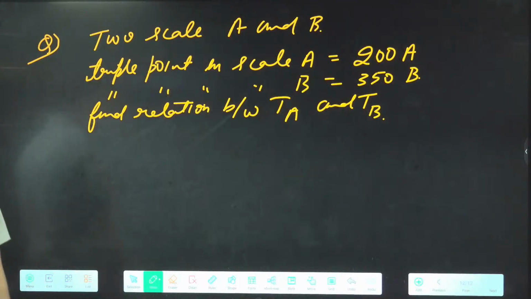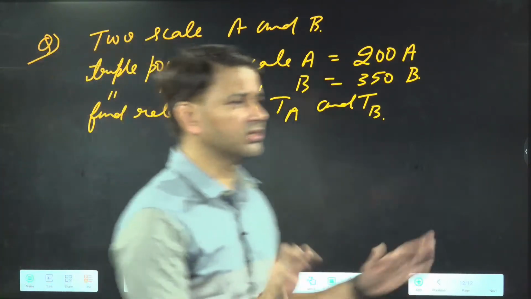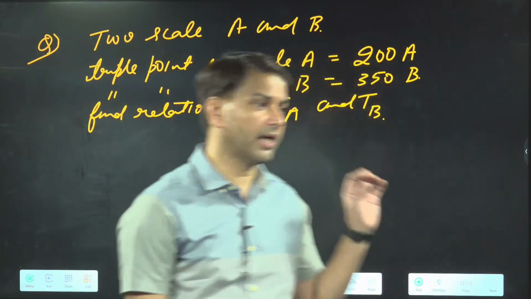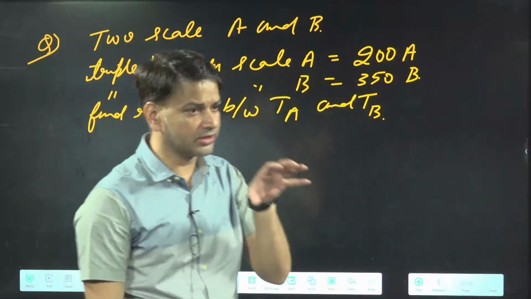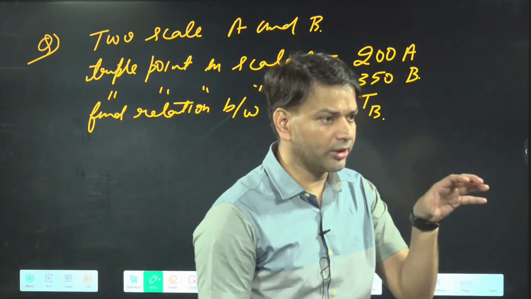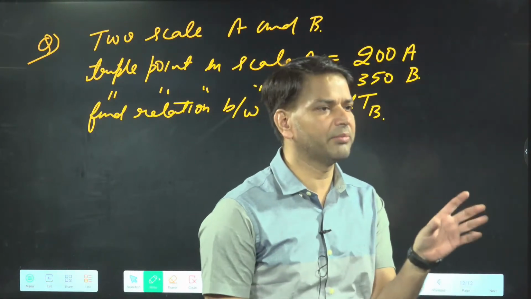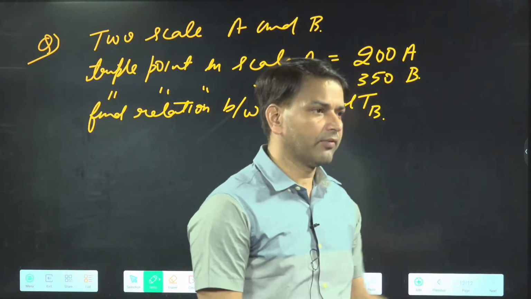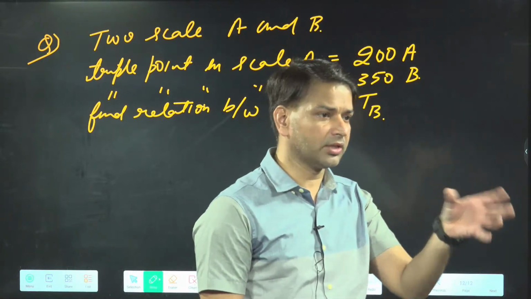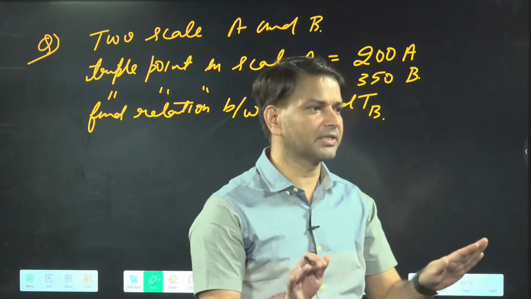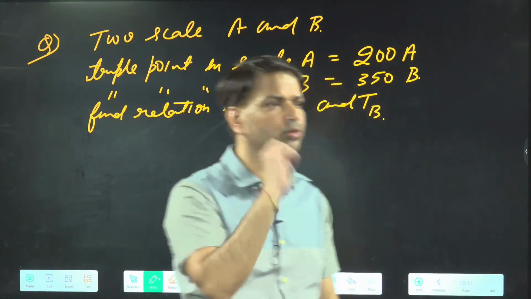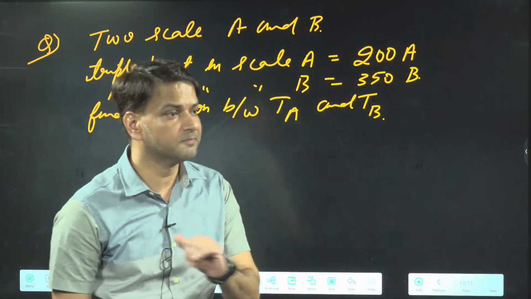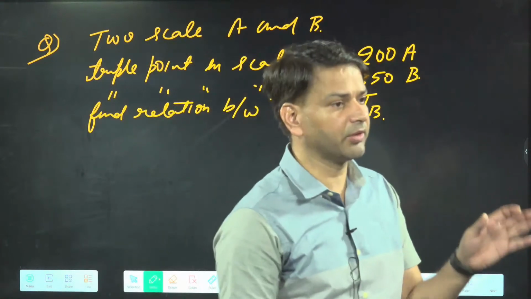Okay. So for a hypothetical scale they have given A and B, and they have given the triple point in scale A. It means when I'm using scale A, it is showing 200 degree A, and when I'm using scale B, it is showing 350 degree B. It means the same temperature I'm measuring, but the readings are different. A is showing 200 degree A, B is showing 350 degree B. Then we have to find the relation between the temperatures.